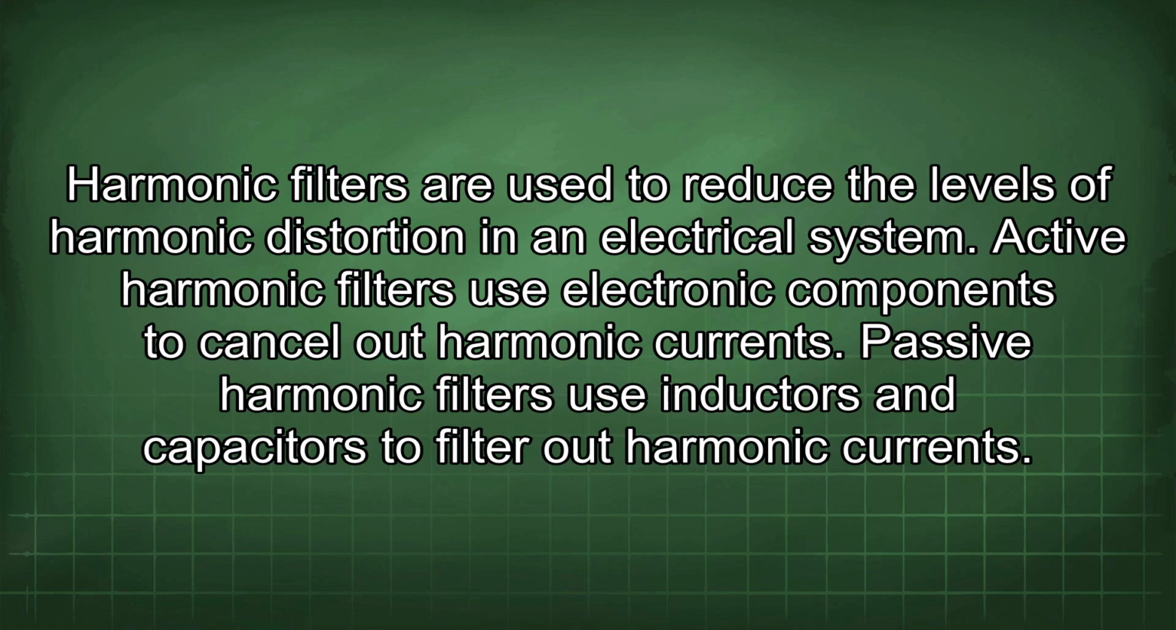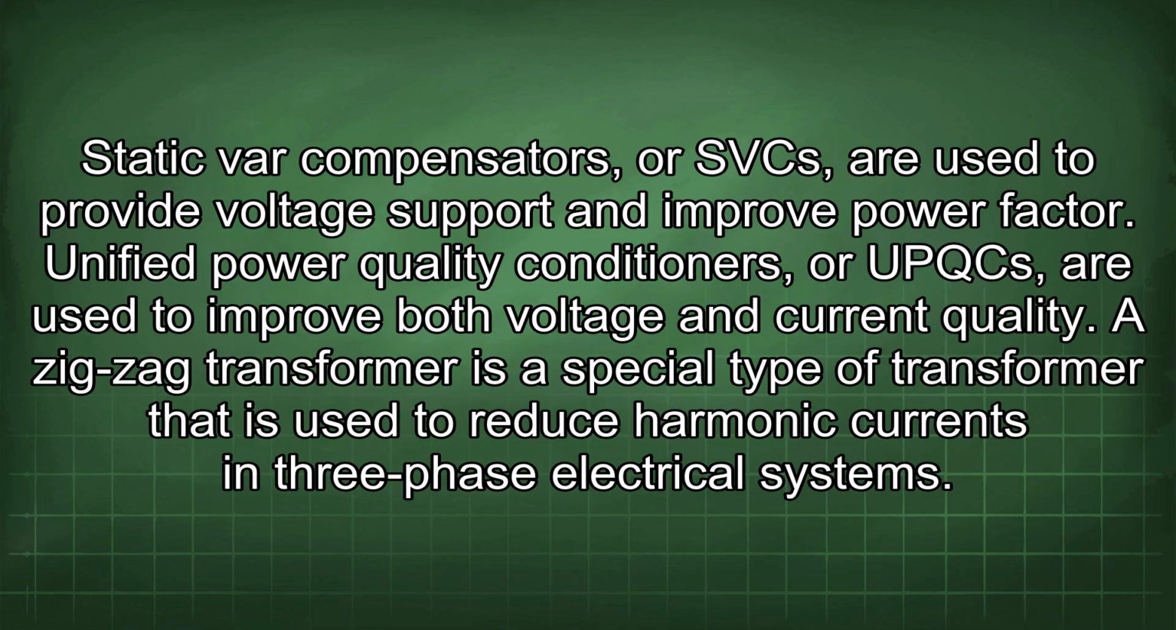Active harmonic filters use electronic components to cancel out harmonic currents. Passive harmonic filters use inductors and capacitors to filter out harmonic currents. Static VAR compensators, or SVCs, are used to provide voltage support and improve power factor. Unified power quality conditioners, or UPCs, are used to improve both voltage and current quality.